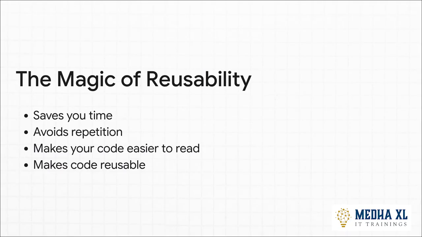This all boils down to a core principle in software called DRY. Don't repeat yourself. By creating a method once, you're not just saving time, you're avoiding silly copy-paste errors, and you're making your code so much easier for you and anyone else to read and maintain down the line. It's a total game changer.